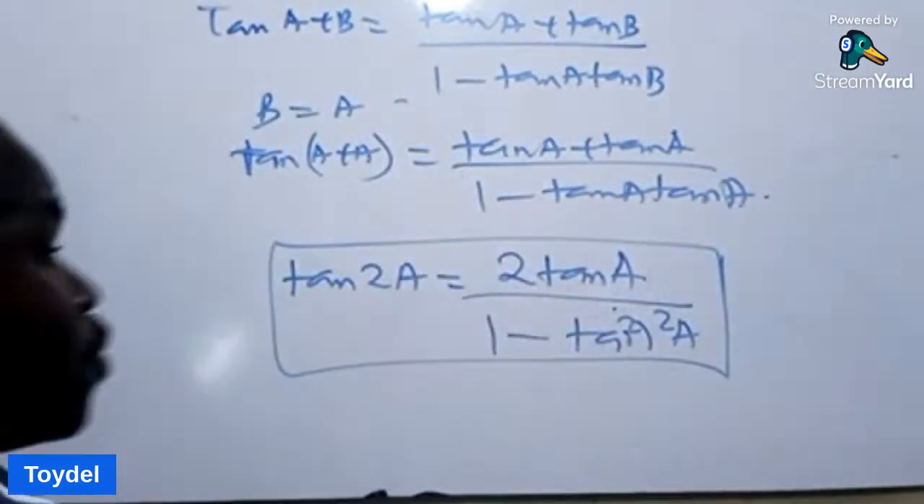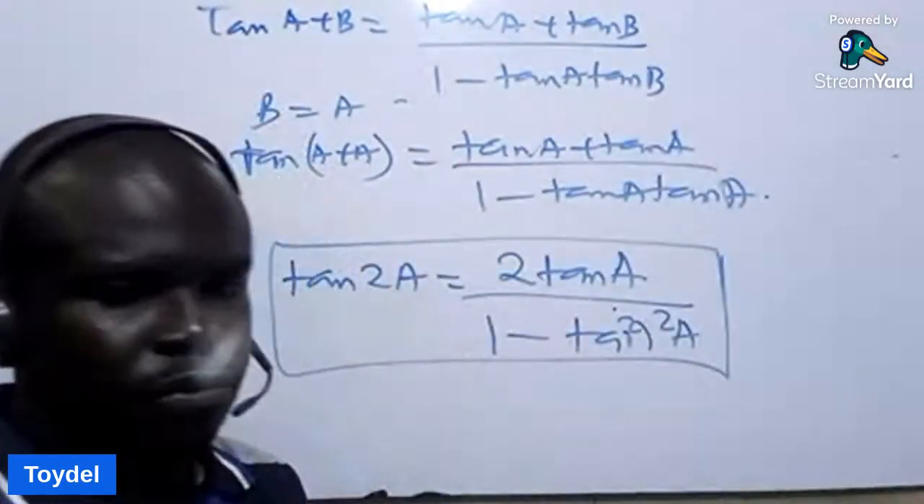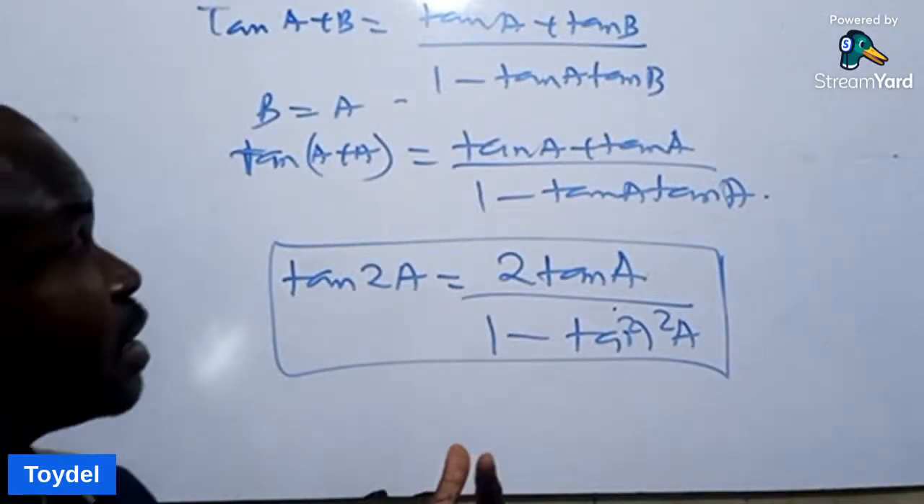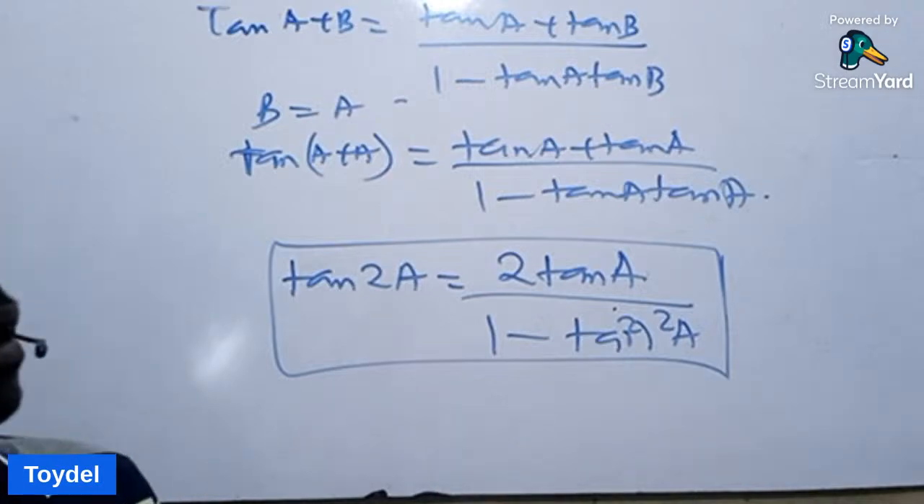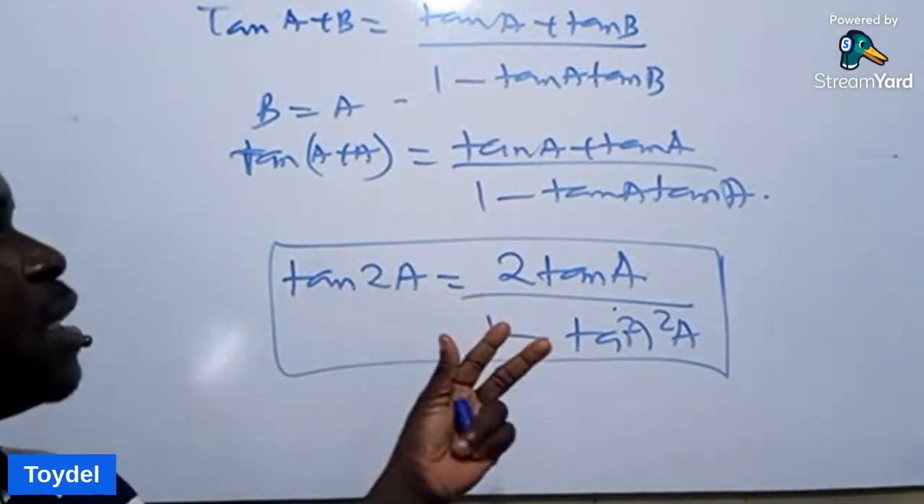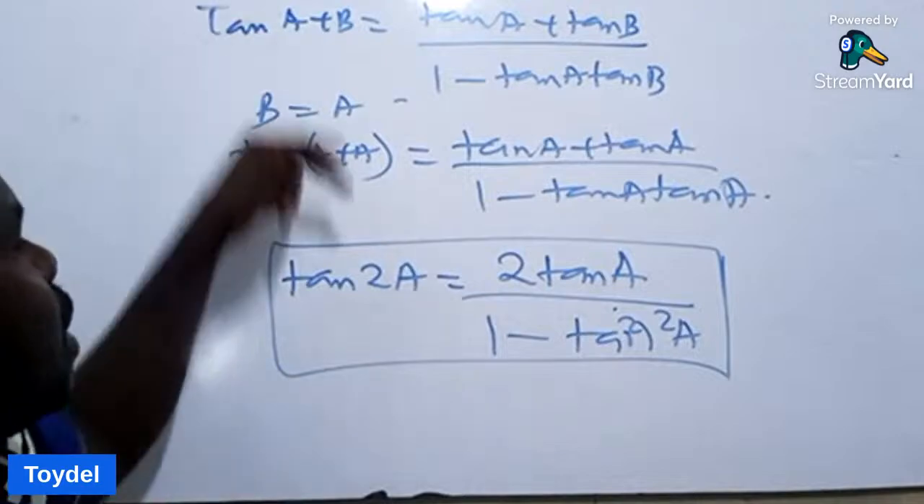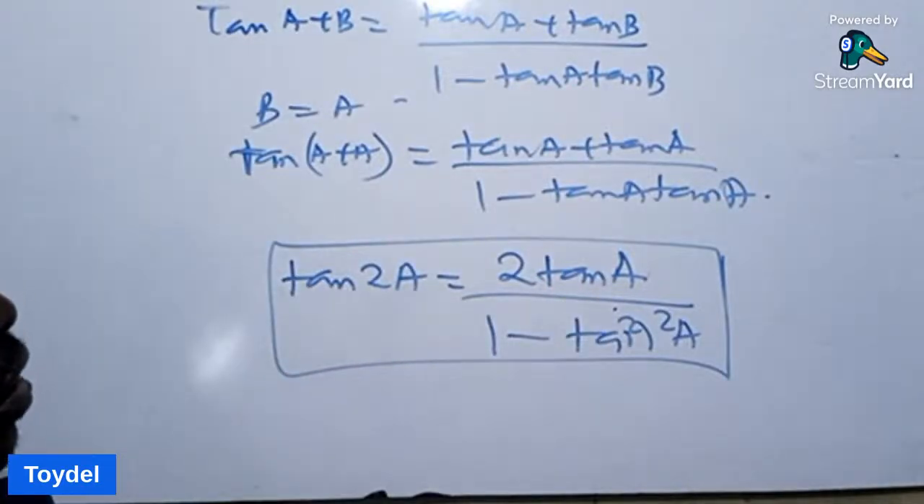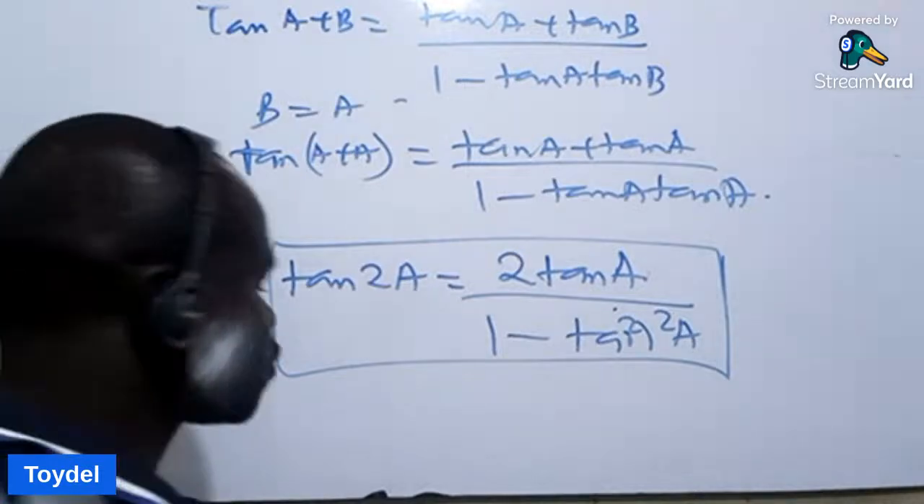So we have been able to show the expressions for the double angles for sine, cosine, and tangent. There are three expressions for cos 2A, as we have shown. Therefore, tan 2A is equal to 2 tan A all over 1 minus tan square A.